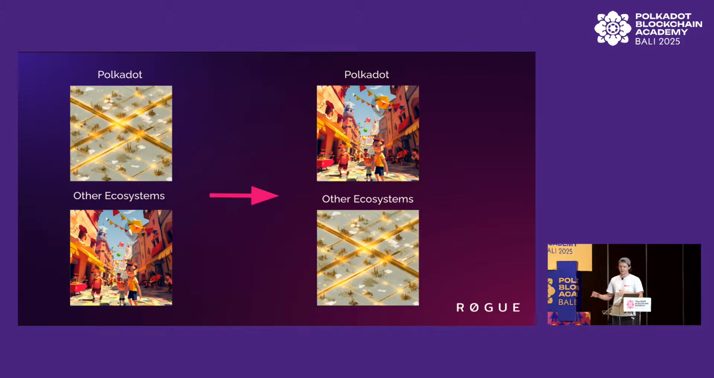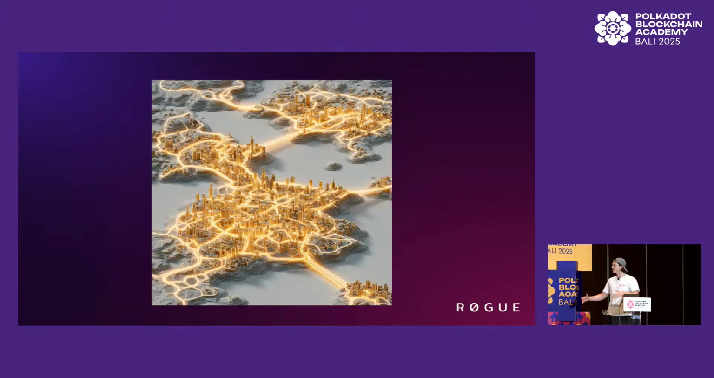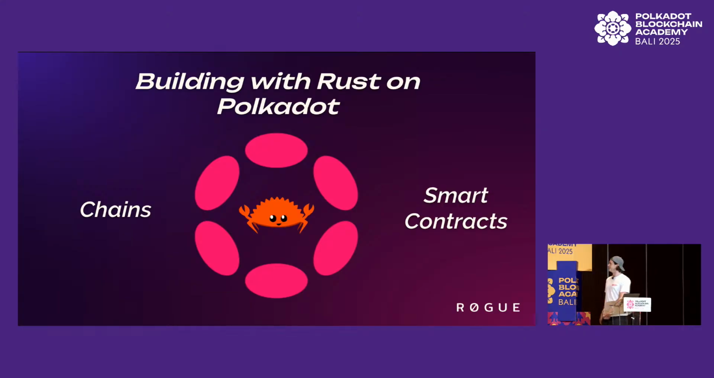It's funny, Polkadot started with this infrastructure, while other ecosystems started with building a thriving city. And now Polkadot is trying to build a thriving city, while other ecosystems are trying to build that infrastructure. So in the end, we're kind of racing to a multi-chain world with thriving cities. Let's see who gets there first.